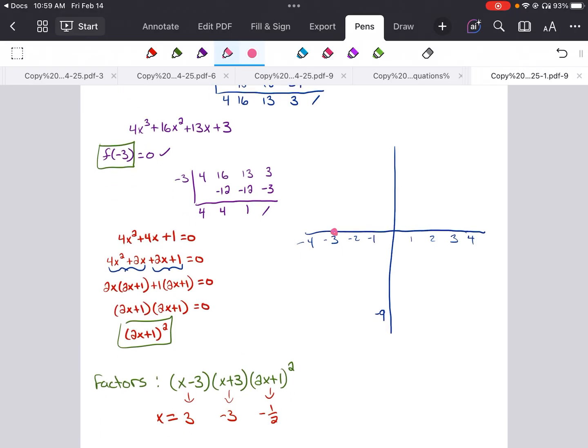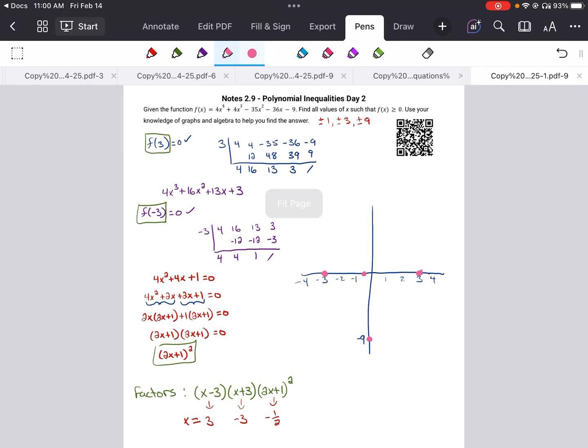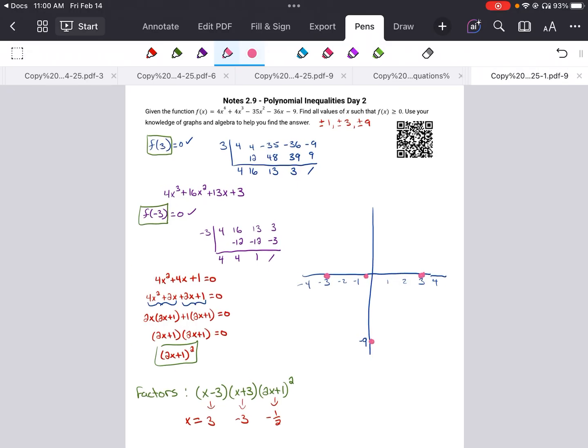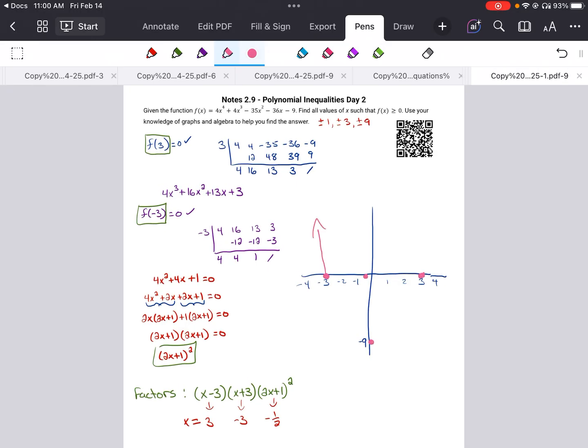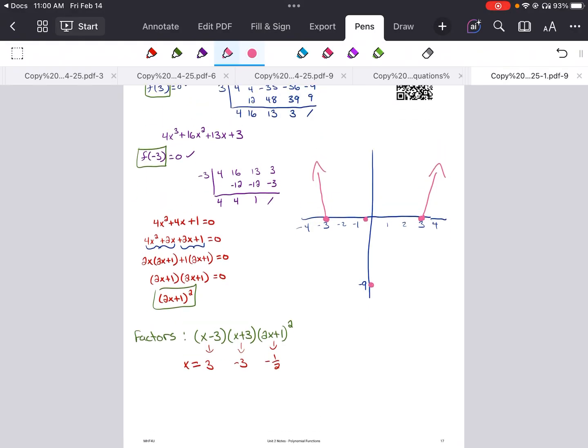So what do we know to graph? We know there is an x-intercept at -3, an x-intercept at +3, and one at -1/2. And we also know the y-intercept. This is an even degree, a degree of 4, so the arrows will be going the same way. And it's a positive leading coefficient, so they'll both be going up. So we know that for sure.